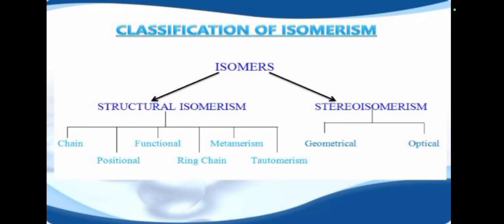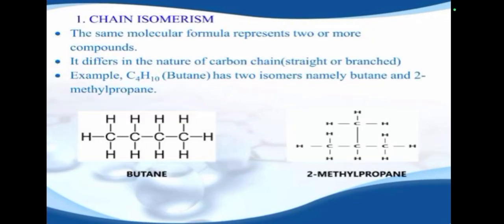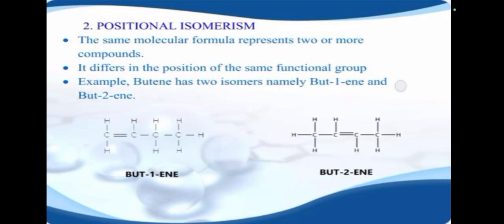These are the classifications of isomerism. Next we see the first one, structural isomerism. They are classified into six: chain, positional, functional, ring chain isomerism, metamerism and tautomerism. First one, chain isomerism. The same molecular formula represents two or more compounds that differ in the nature of carbon chains. For example, butane is a chain isomerism example.